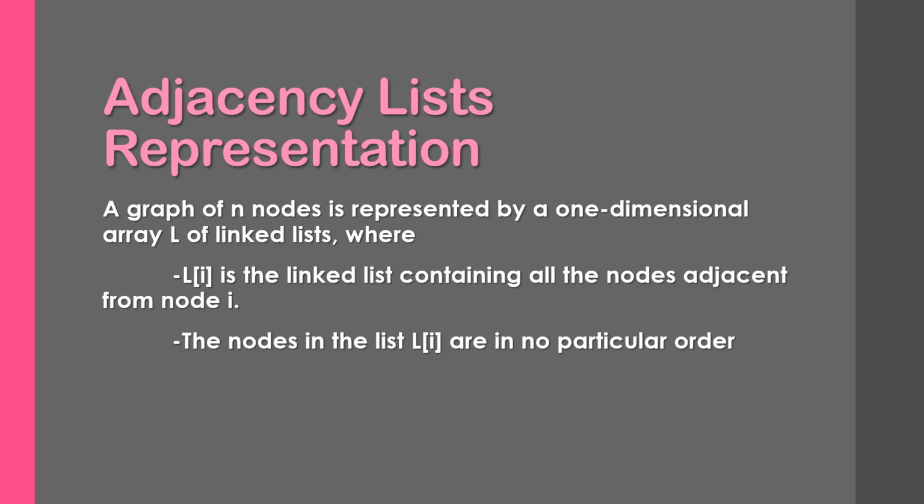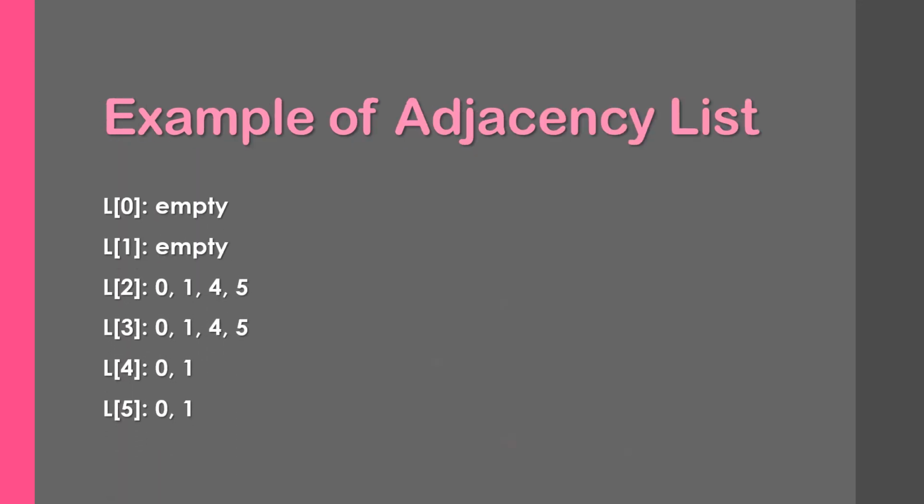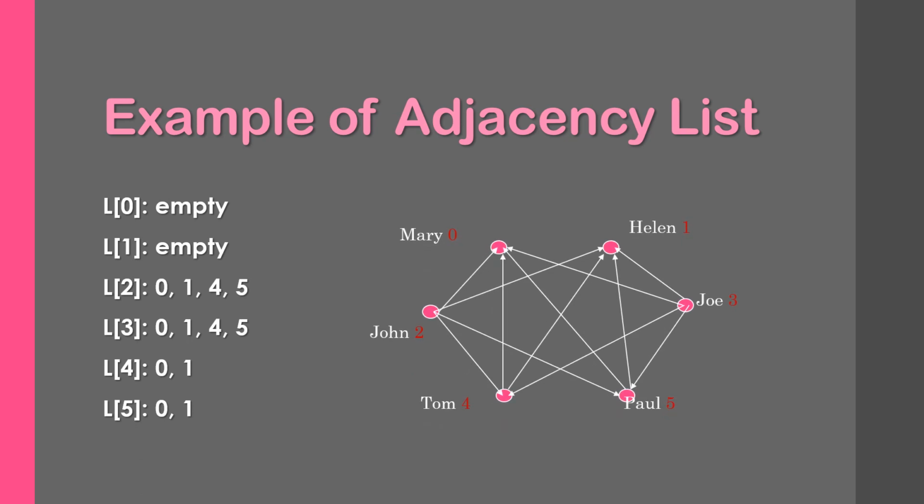So the second one is adjacency list representation. A graph of n nodes is represented by a one-dimensional array L of linked lists, where L[i] is a linked list containing all the nodes adjacent from node i. The nodes in the list L[i] are in no particular order. So let's try to understand with this example. Here we have different nodes which have particular values. We have represented them as human names.